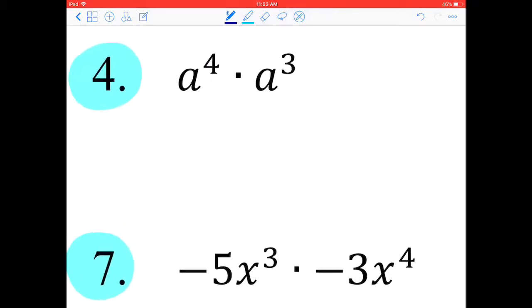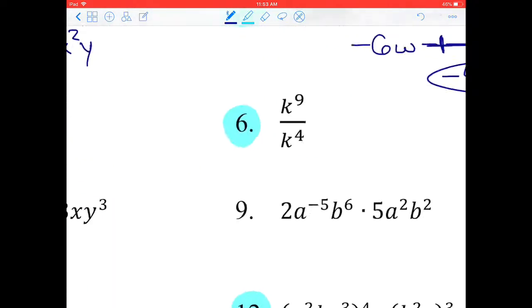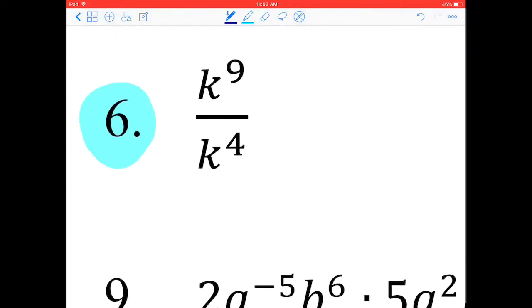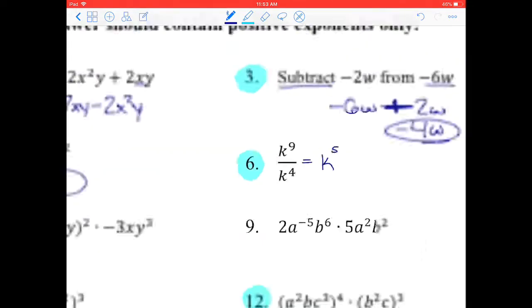Number 4, this is multiplication product property. When this happens, we're adding exponents. So a to the 7th. And then 6. This is quotient property. We are subtracting. So k, 9 minus 4 is 5. K to the 5th power.